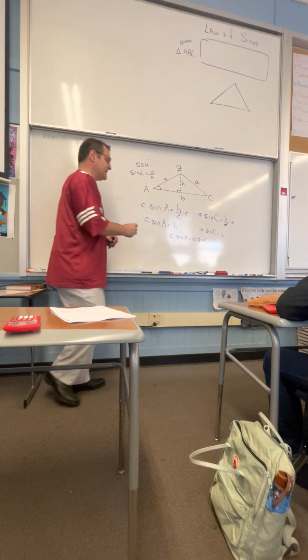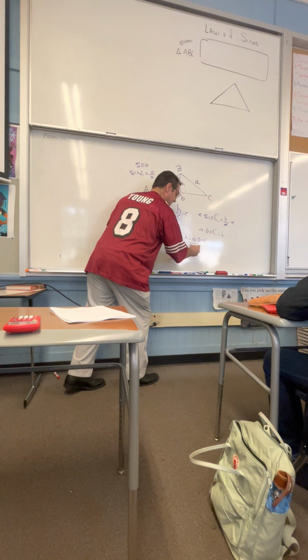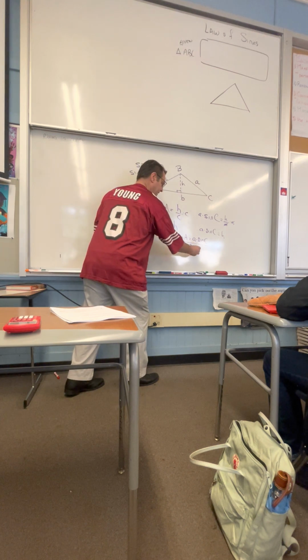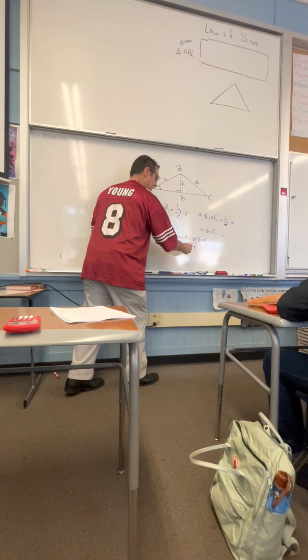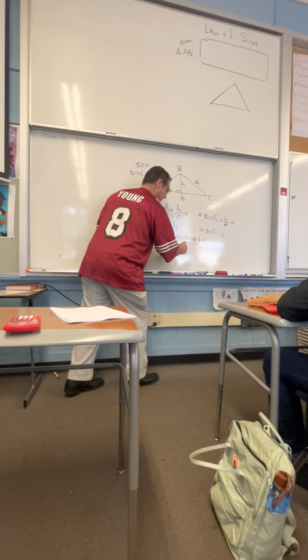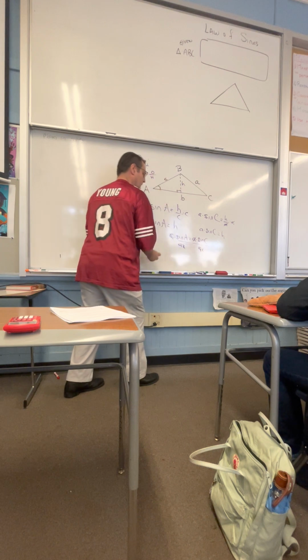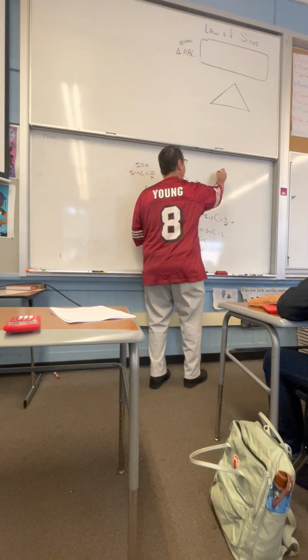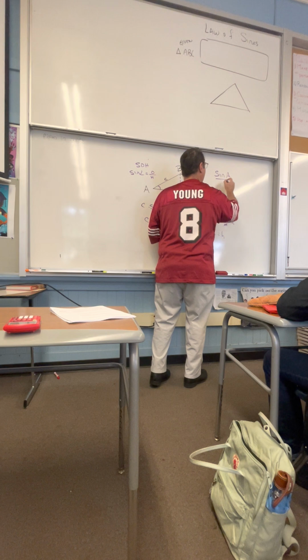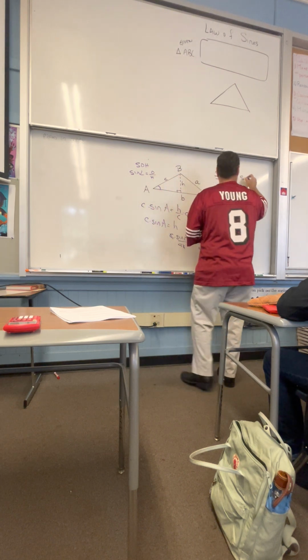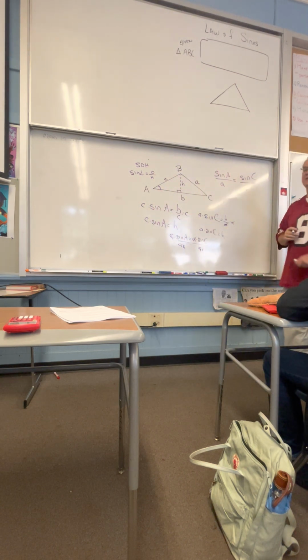I'm going to divide by AC. On this side, we'll cancel the C. On this side, we'll cancel the A. I'm going to show that. And what I'm going to be left with is that the sine of A over A is equal to the sine of C over C.